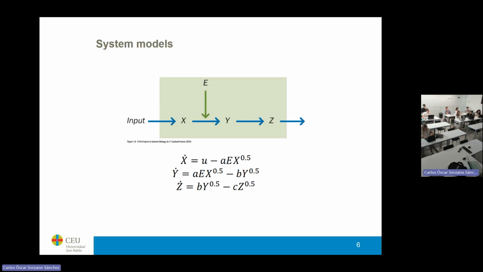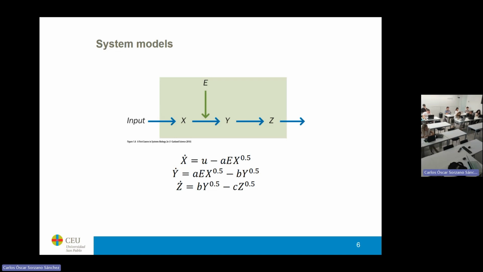And then Y is the same, so the change of Y over time is whatever is coming from X. So this is a positive contribution, minus B, some coefficient, and Y decays into Z, and it decays at this rate. So it disappears from Y, but it appears in Z. And then the change of Z over time is whatever is coming from Y, and then Z also disappears. Okay, so it is changed into, or it is excreted by the cell or whatever.